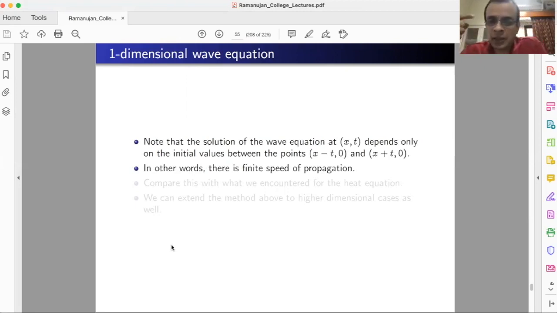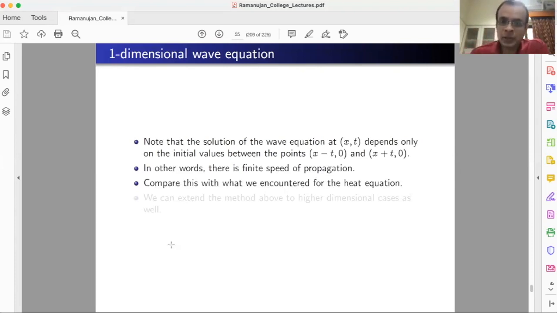Okay, so we actually did infinite speed of propagation in the context of the heat equation. What we have is that if you have the initial value to be non-negative and at one point it is positive, then the solution becomes positive everywhere. But this is in contrast. That is for the heat equation. And here what we observe is that that's not true for the wave equation. So we say that for the wave equation, there is finite speed of propagation.